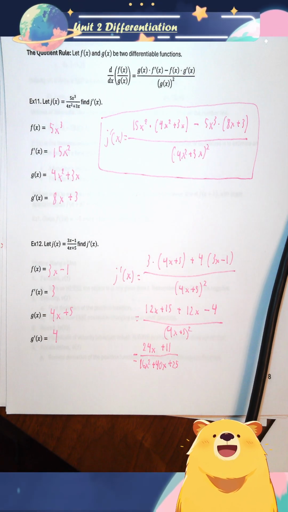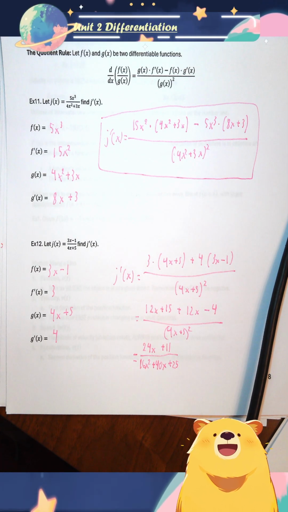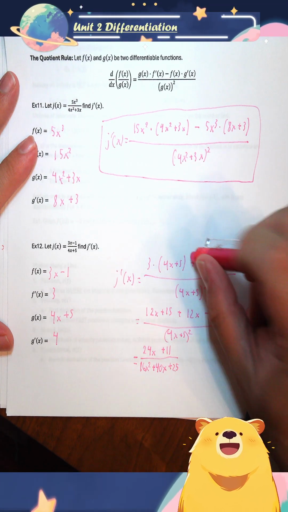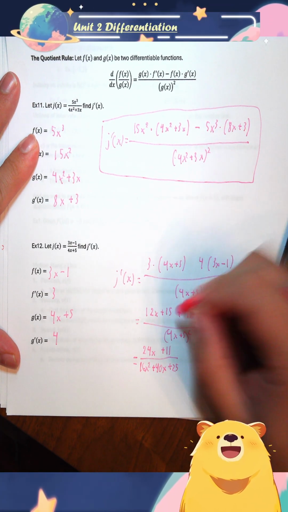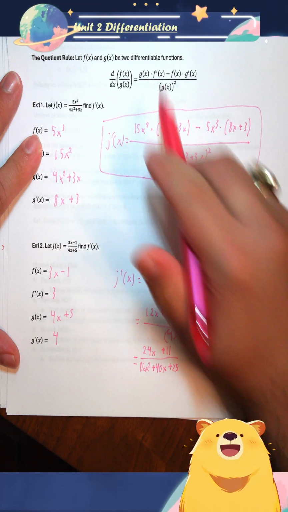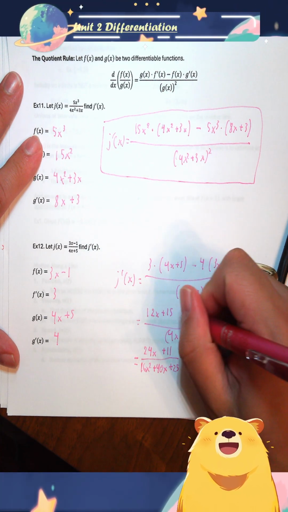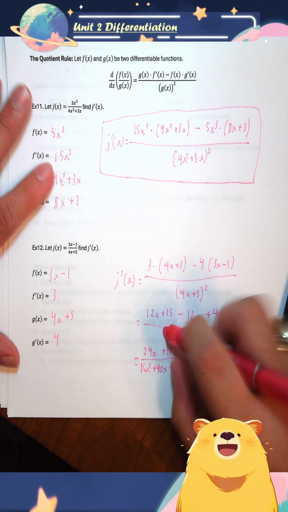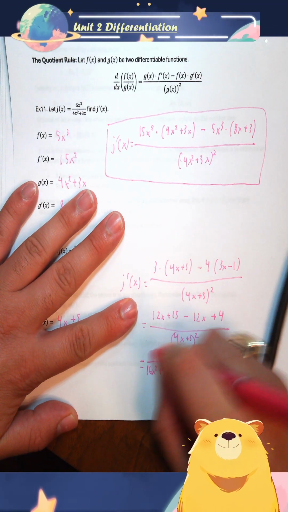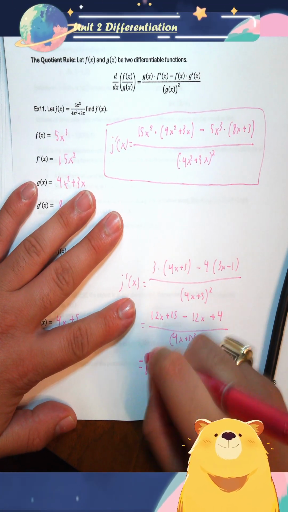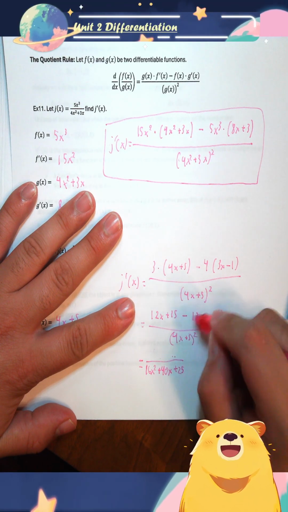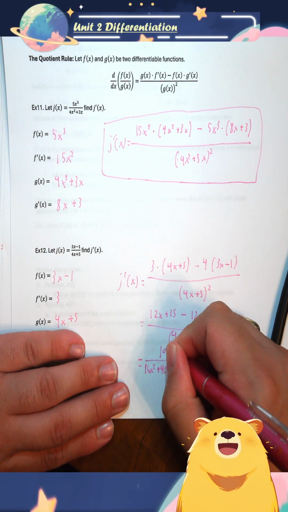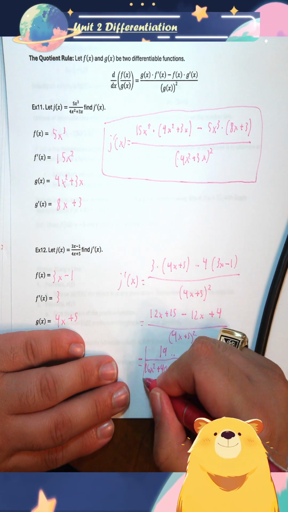Oh, I made a mistake. Can anybody tell me what the mistake I made? Well, you technically can't, right? But the mistake I made is that I forgot the subtraction. The formula calls for subtraction in the middle. So it's subtraction. So actually, there's no x's on the top because 12x minus 12x is no x's, but 15 plus 4 is actually 19. Okay.